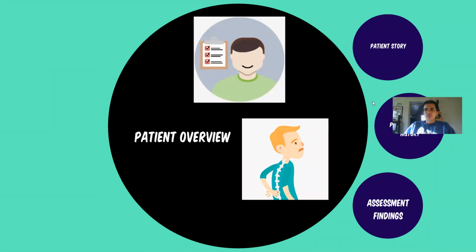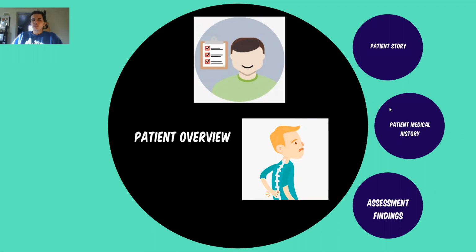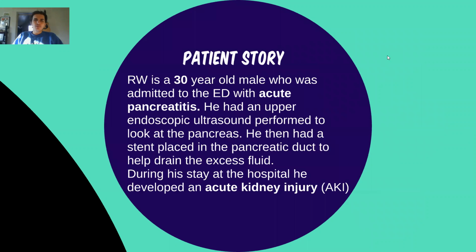So a little bit of patient overview of the patient I chose. So the patient story, RW, it was his initials, is a 30-year-old male who was admitted to the ED with acute pancreatitis. He had an upper endoscopic ultrasound performed to look at the pancreas. He then had a stent placed in the pancreatic duct to help drain excess fluid. During his stay at the hospital, he developed an acute kidney injury, also known as an AKI, which is what I will be referring to it as for a lot of this presentation.